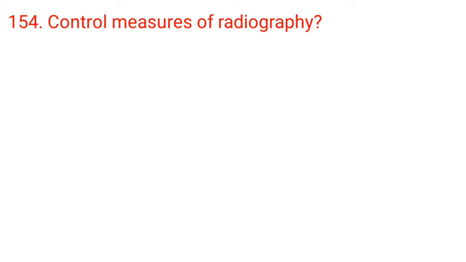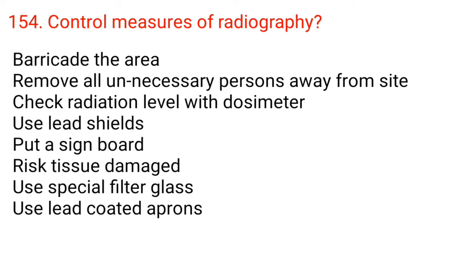154. Control measures of radiography. Barricade the area. Remove all unnecessary persons away from the site. Check radiation level with dosimeter. Use lead shields. Put a signboard. Risk, tissue damage. Use special filter glass. Use lead-coated aprons.